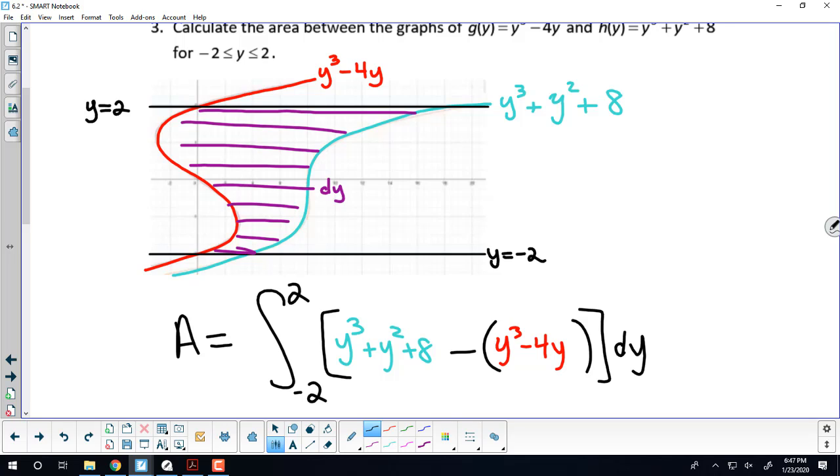Okay, so that's the setup. Again, you're just integrating powers of y. Everybody okay with the setup? Are there any questions? Okay. It's 112 over 3.